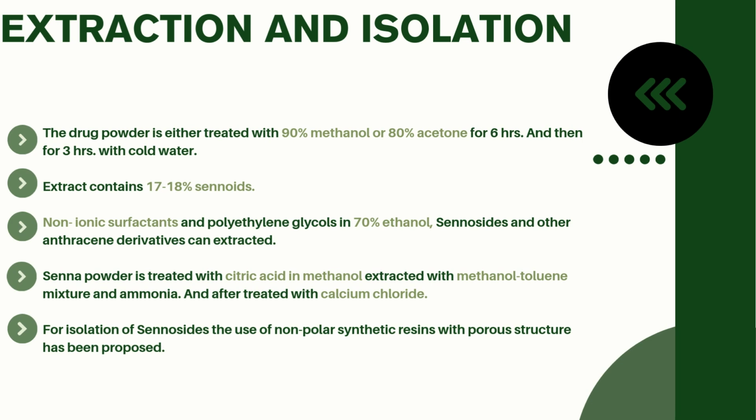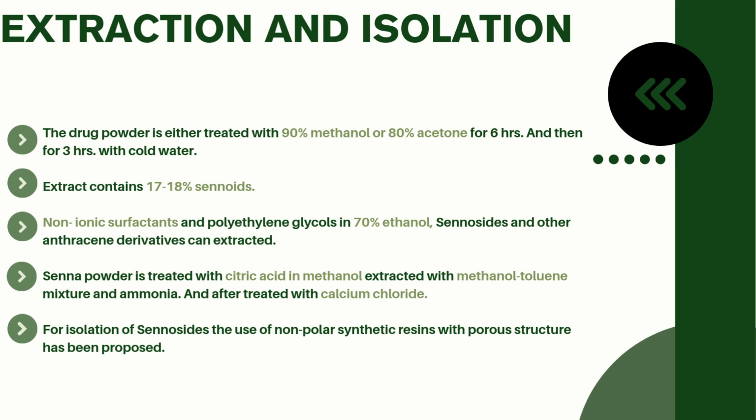To harness these potent compounds, senna leaves are subjected to various extraction and isolation techniques. The powdered drug is treated with either 90% methanol or 80% acetone for several hours, followed by cold water extraction to maximize the yield. Remarkably, these extracts can contain up to 17 to 18% sennosides, indicative of high quality plant material.